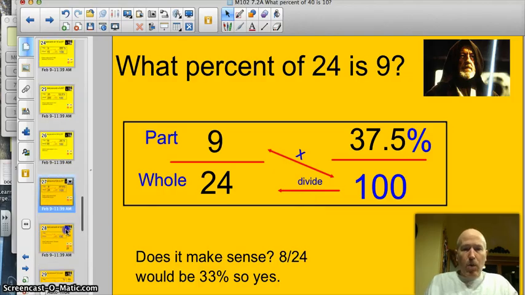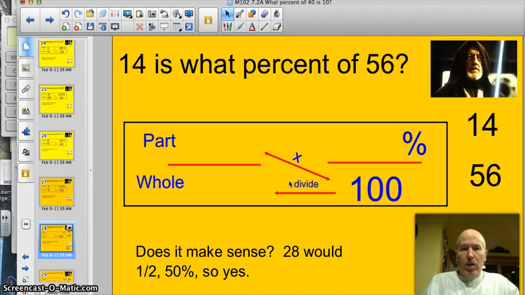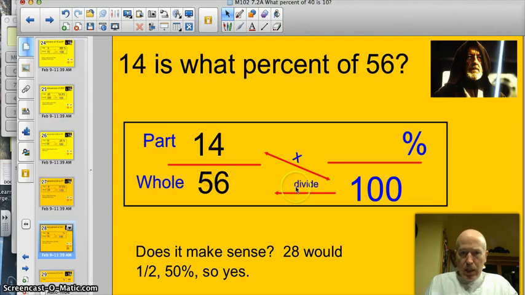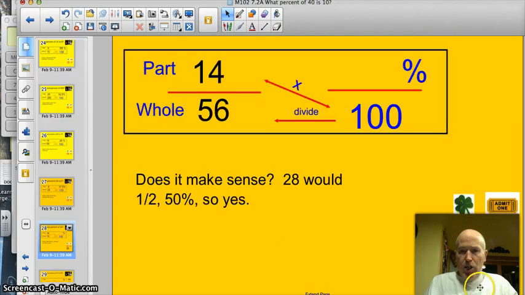All right. Let's see the next one. Go for it. And don't forget, Luke, use the box. All right, go. All right, let's see how you did. 14 is what percent of 56? Okay, so 14 is going to be the part. The whole is going to be 56. And if I put that into the equation, it's going to be 25%.